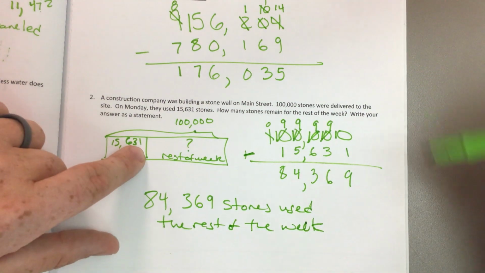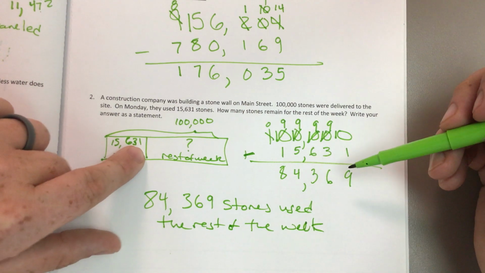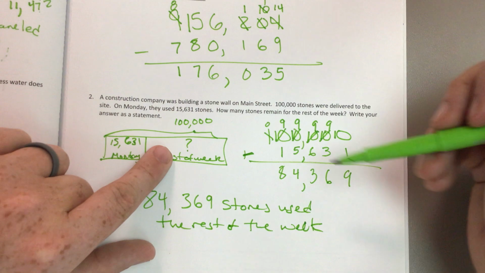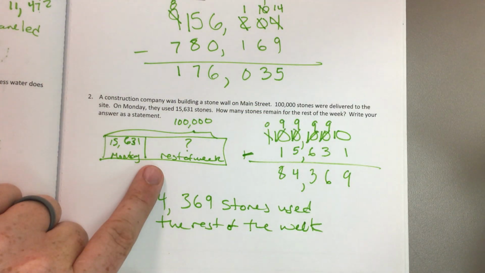What I could do if I wanted to guarantee my answer is right is check the work by adding the 84,369 for the rest of the week, what I think is the answer, to that 15,631 to make sure it adds up to 100,000.